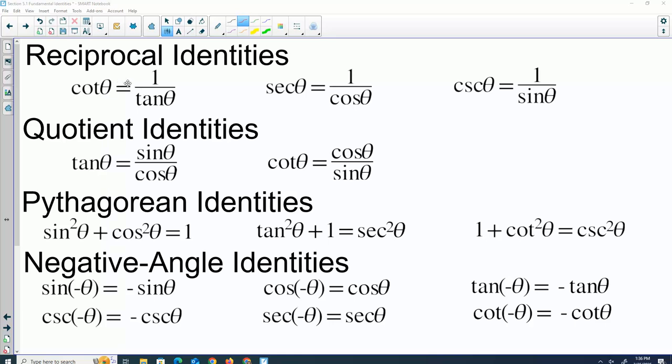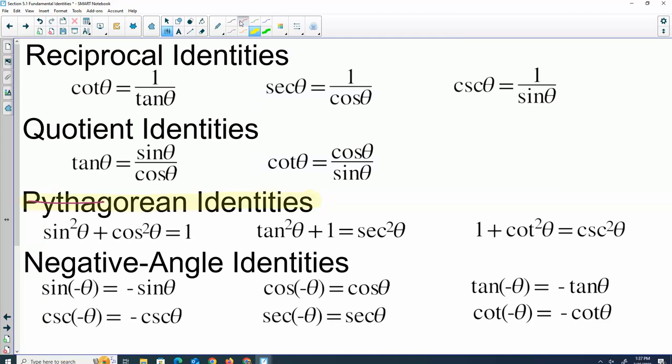Tangent and cotangent are reciprocals. Secant and cosine, sine and cosecant. So we know that already. We've talked about tangent is sine over cosine, so its reciprocal cotangent is cosine over sine. Pythagorean identities we saw back in chapter 1, but we haven't really used them yet, so that is probably the most unfamiliar thing up here.